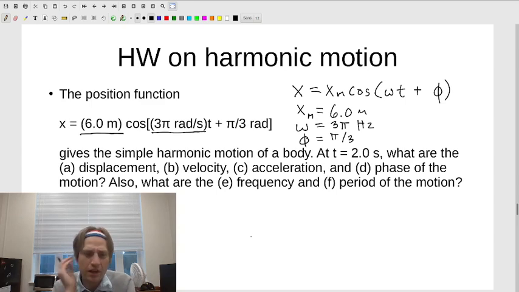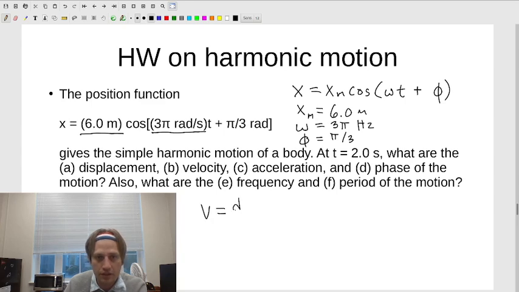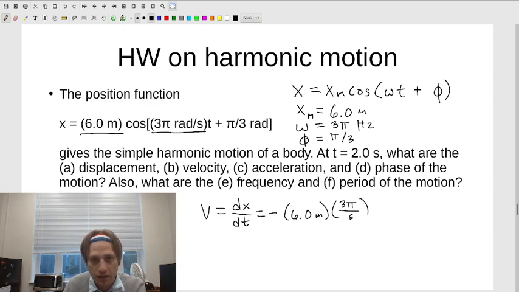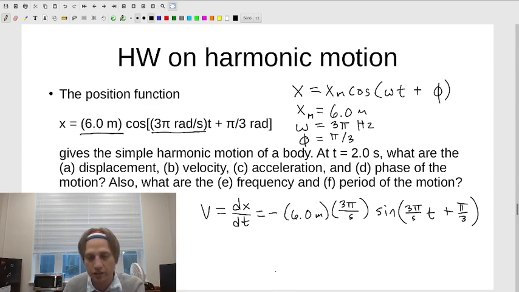Okay? And because you know how to do all the rest of this, for instance, we found that v is going to be dx dt. We already looked at this with a very general and abstract version, but you could also do it with one that just has all the numbers in it. This would give you minus 6.0 meters times 3 pi radians per second times sine of 3 pi per second times time plus pi over 3. Of course, you want to be careful to make sure that your calculator is in radian mode when you stick in these numbers, but there's nothing really that difficult about sticking 2 in there and then getting a number out for the velocity. And of course, for your acceleration, you're going to have to take the derivative again.